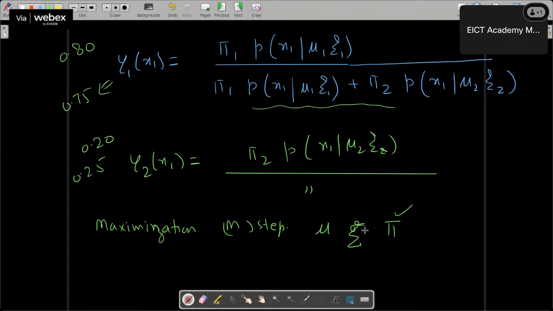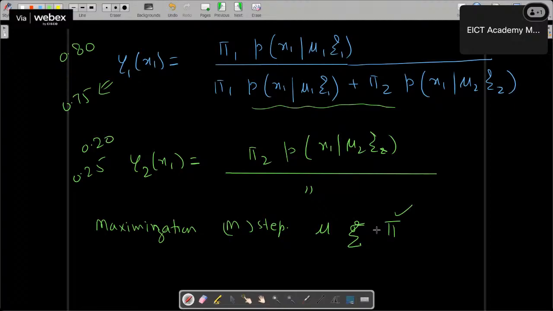Clear? And it will continue until the previous values of mu, variance, and pi are the same as the current values of mu, sigma, and pi. If the previous distribution parameters are not equal to the current ones, then it will go on repeatedly. Again just shift the distribution, relocate it, and find the updated values of mu, sigma, and pi, and so on.